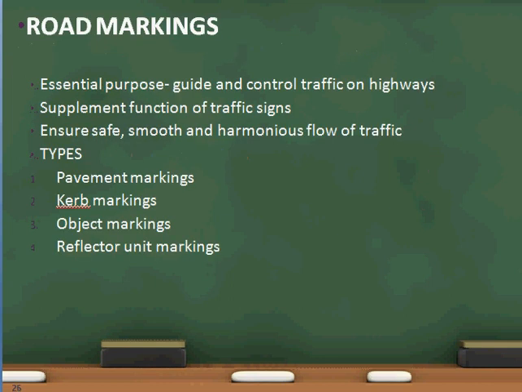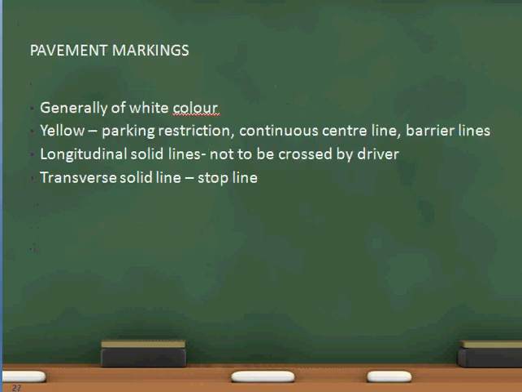Next traffic control device is road markings. Road markings are used for providing guidance to the drivers on highways and to control the traffic on highways. That is the main use of road marking. They supplement the function of the traffic signs, and ensure safe, smooth and harmonious flow of traffic. The different types of road markings include pavement markings, curb markings, object markings and reflector unit markings.